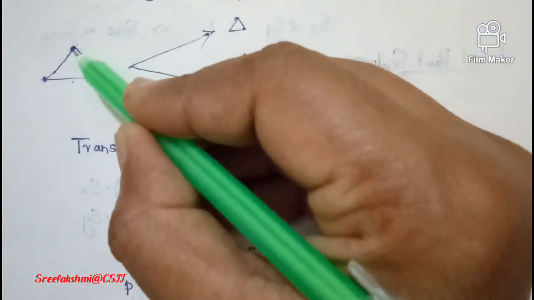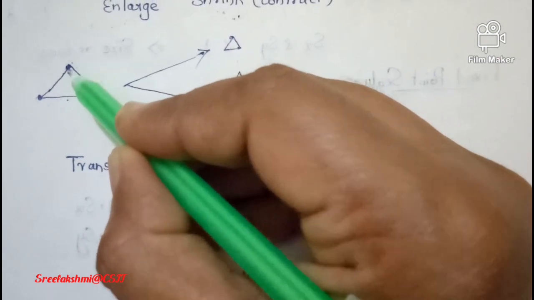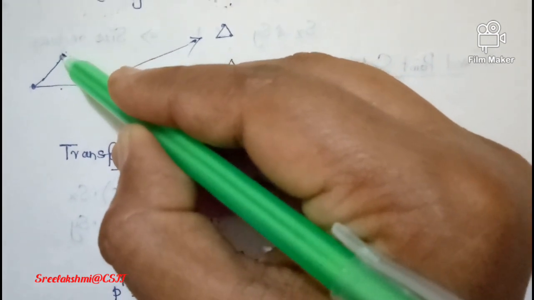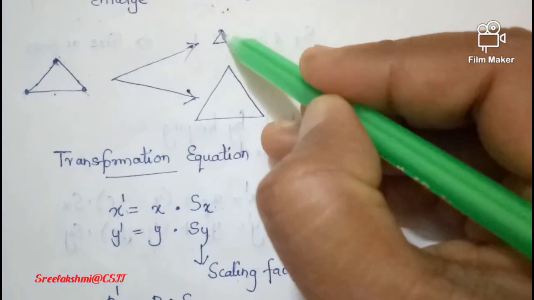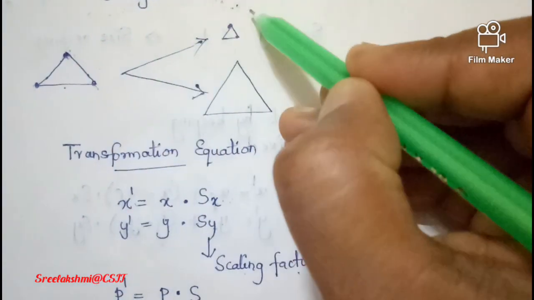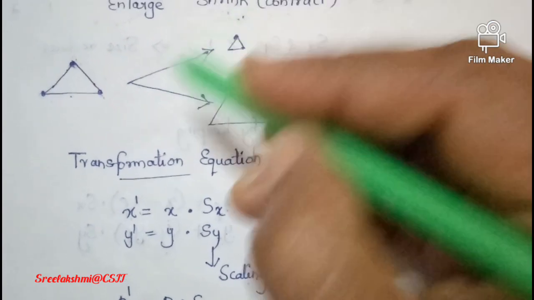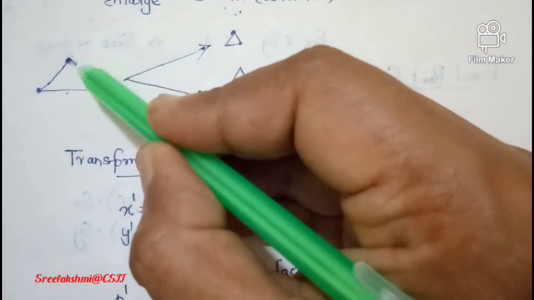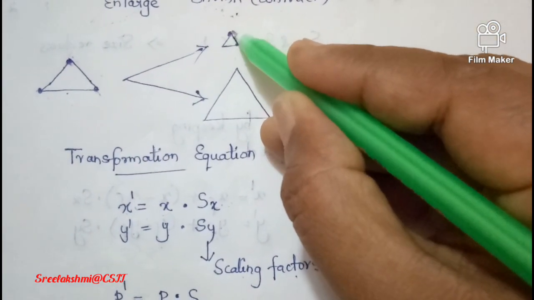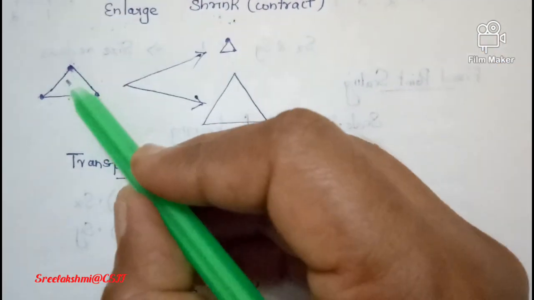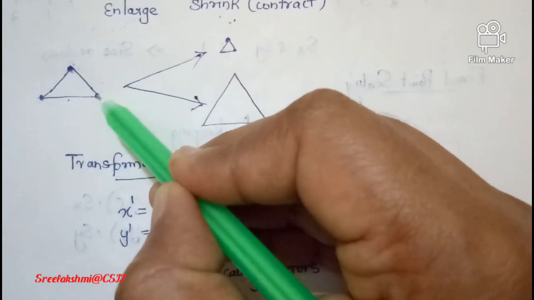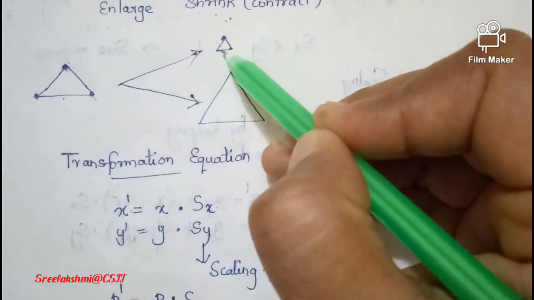That means if this is the current point, then x and y correspond to the xy values of this position. And after scaling, let this be the new position. So I am going to scale this point to a new point. So x and y correspond to the xy coordinates of this position and x dash y dash correspond to the xy coordinates of the scaled position. Similarly, we have to scale this point also and we have to scale this point also. Only then the entire object will be scaled.